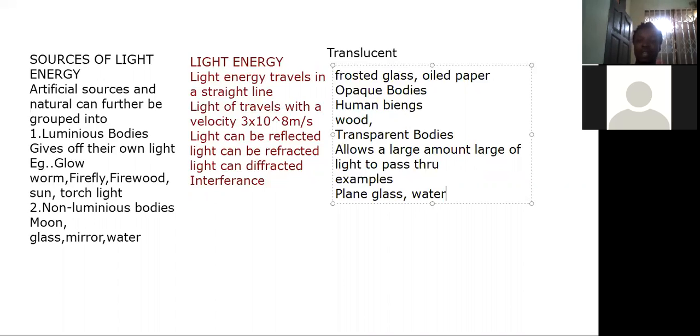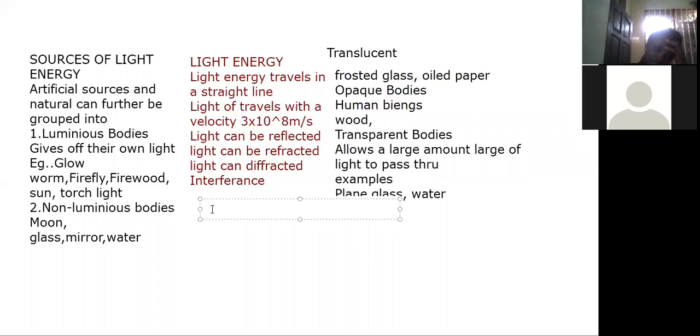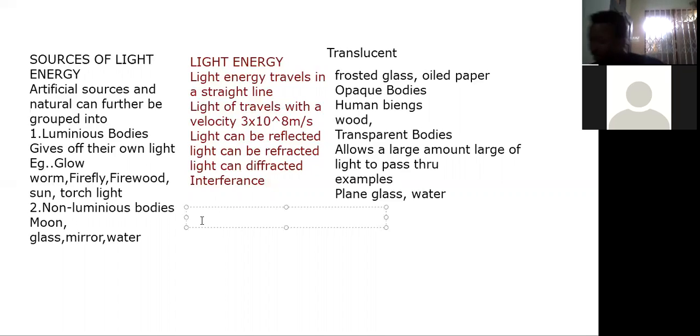Now, from here we can also group the bodies based on their nature, the way they behave, and so on and so forth. That's why we have a lot of body categories we are grouping them into. We can also group them into incandescent and fluorescent bodies. When we say bodies are incandescent, these are bodies that produce light when they are hot. Incandescent.